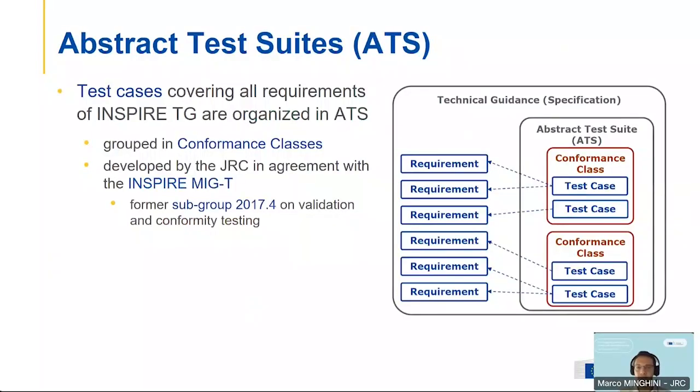Now, let me move into a little bit of detail into each of the components. ETF, we have already seen. Now, ATS, or Abstract Test Suites. Again, you can see from the picture, we have a lot of requirements from the technical guidelines. All the requirements are covered by specific test cases, so specific, let's say, minimal units of tests, which are then grouped into so-called conformance classes. And conformance classes together form what is called an abstract test suite.